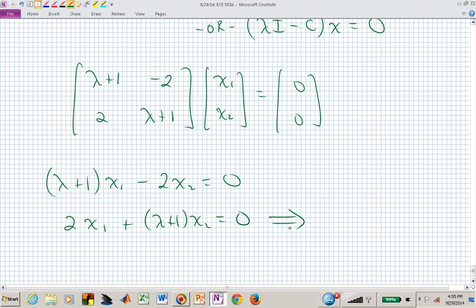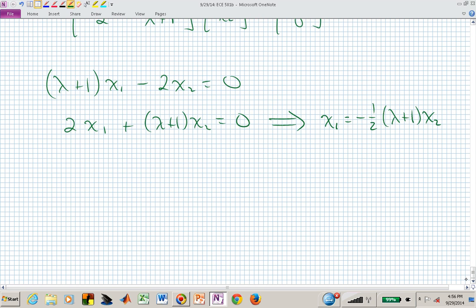And if we play with that second equation, we can see that now x1 is equal to minus 1/2 lambda plus 1 x sub 2. That's now the relationship between x1 and x2. If we use that to eliminate x1 in our first equation, we now have minus 1/2 lambda plus 1 lambda plus 1 x sub 2 minus 2 x sub 2 is equal to 0.